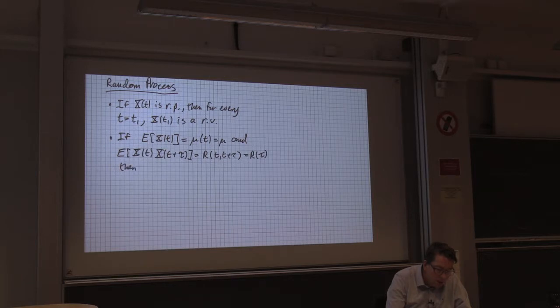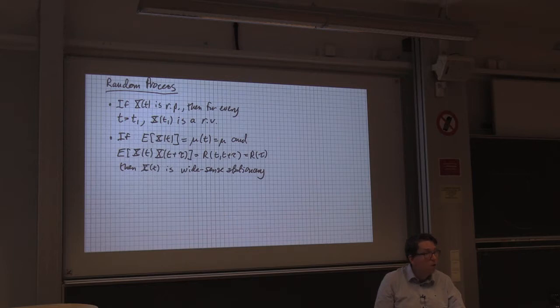Namely that then x of t is wide sense stationary, or in Swedish, svagt stationär. So we have a random process. If its average does not depend on time, and if this, which is the autocorrelation for x, does not depend on t, but only on the spacing between these two times, namely on tau, then we say that x of t is wide sense stationary. So what does that really mean?